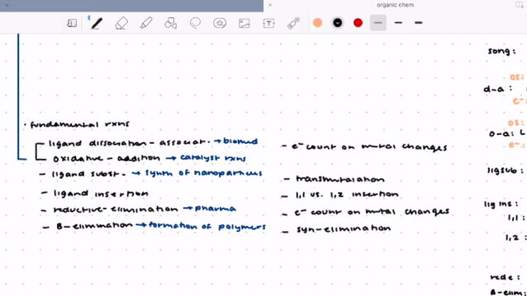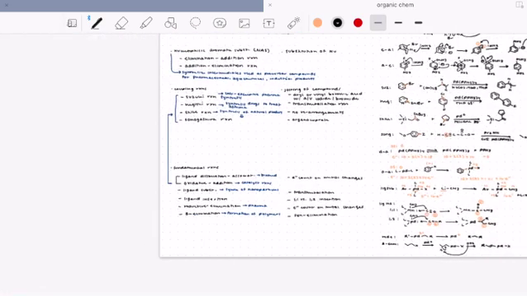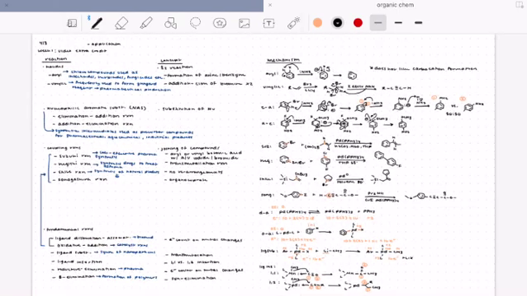Oxidative addition was used in catalyst reactions. Ligand substitution was found in the synthesis of nanoparticles. And beta elimination helps with the formation of polymers. So now that we've covered the basic applications of all these different reactions, I'm going to quickly go over the reaction, its concept, and the mechanism that we've learned.